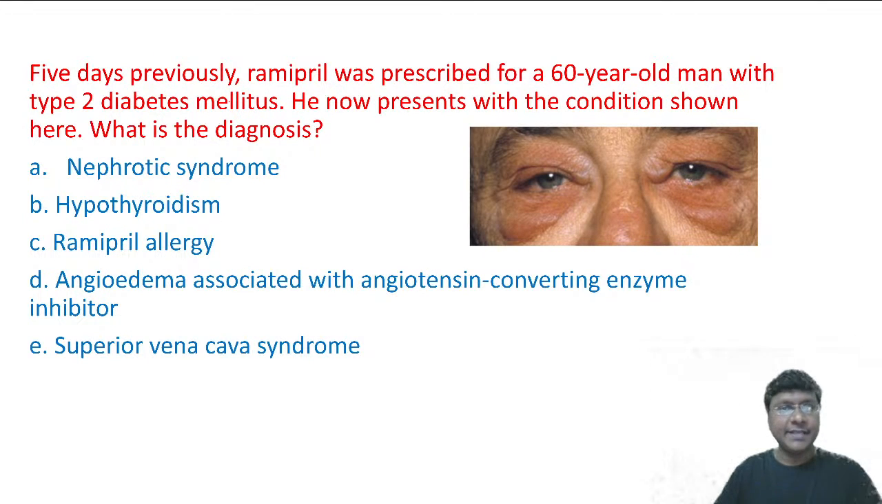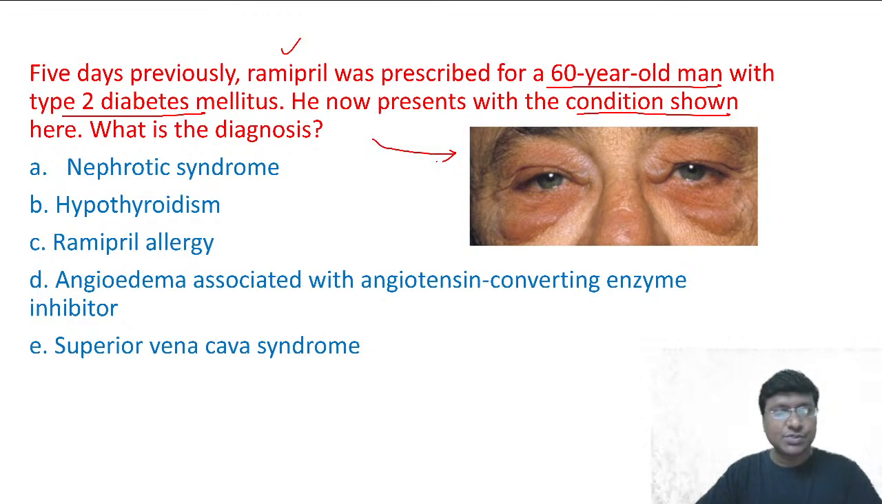Five days previously, Ramipril was prescribed for a 60-year-old man with type 2 diabetes mellitus. He now presents with the condition shown here. What is the diagnosis? Nephrotic syndrome, hypothyroidism, Ramipril allergy, angioedema associated with ACE inhibitors, or superior vena cava syndrome. So what do you think is the answer? This is a little easy question. That is angioedema associated with ACE inhibitors.